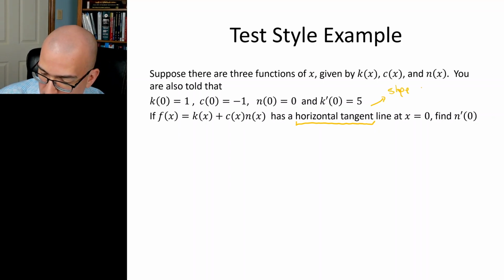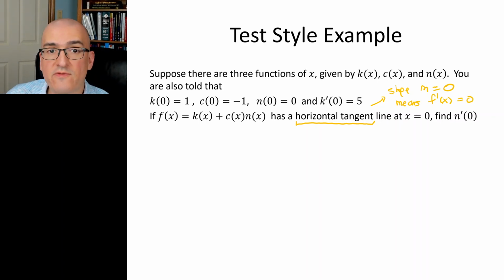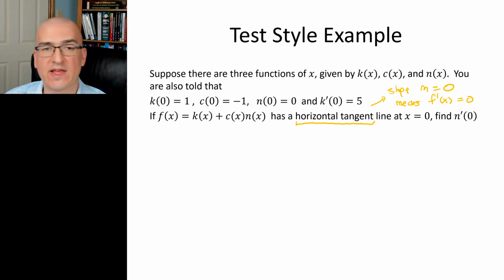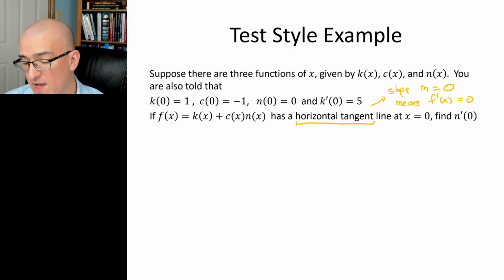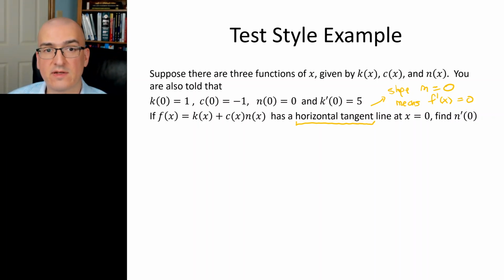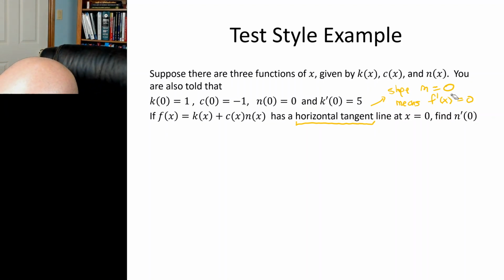Slope m is equal to 0 means f prime of x equals 0. That's all. We're not looking for the x value that causes the slope to be 0. It's just telling us that the derivative at that point is 0. That's all. We're told that it has a horizontal tangent line at x is equal to 0, so actually it's better than that. It's f prime of 0 is equal to 0.